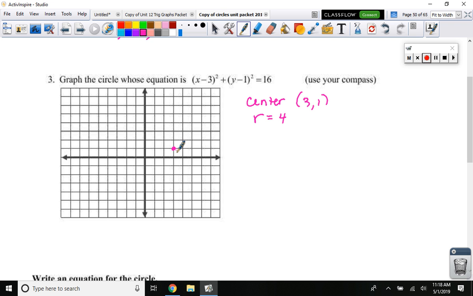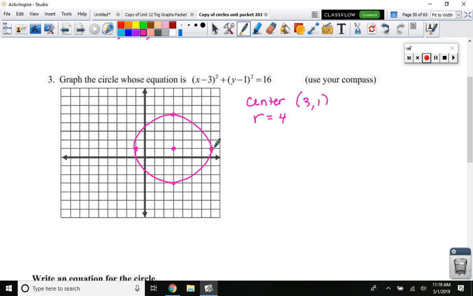And then my radius is how far away I am from the center, right? So what's an easy one? I could go to the right 4. That dot right there has to be on there. I could do what else? Go up 4. That dot's got to be on the circle. I could go left 4. That's got to be on the circle. And I could go down 4, and that's got to be on the circle. We're going to freehand it because I think I stretched the graph so your compass doesn't match up. So that would be your circle.